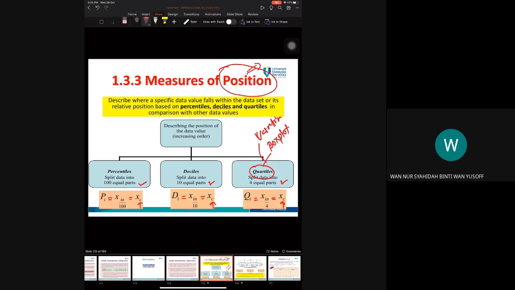So we have a similar formula here. The difference is your denominator. The i here represents which part that you want. Let's say that for the percentile, you want P75, so i equals 75. n is the number of data, and then divide by 100 because there are 100 equal parts. So it is similar for the decile and the quantile. The difference is your denominator.